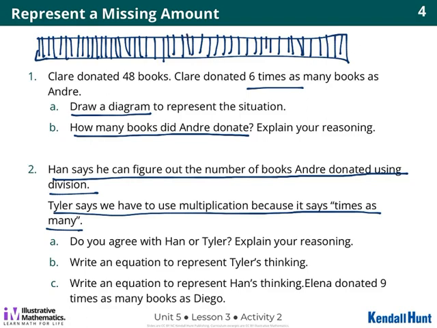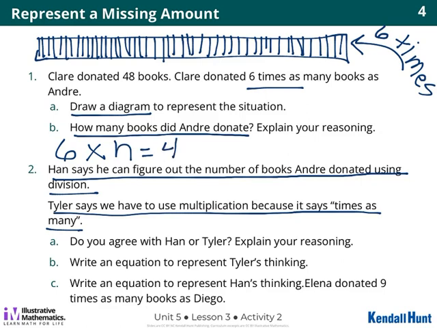Okay, Claire donated 6 times as many books. So I know this amount is 6 times as many as some unknown number. If I was going to write an equation with a variable, I would probably say 6 times n equals 48. So how many books did Andre donate, you guys?